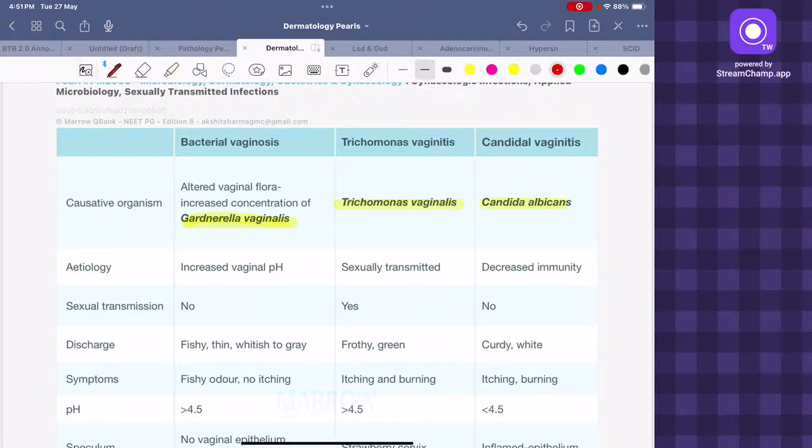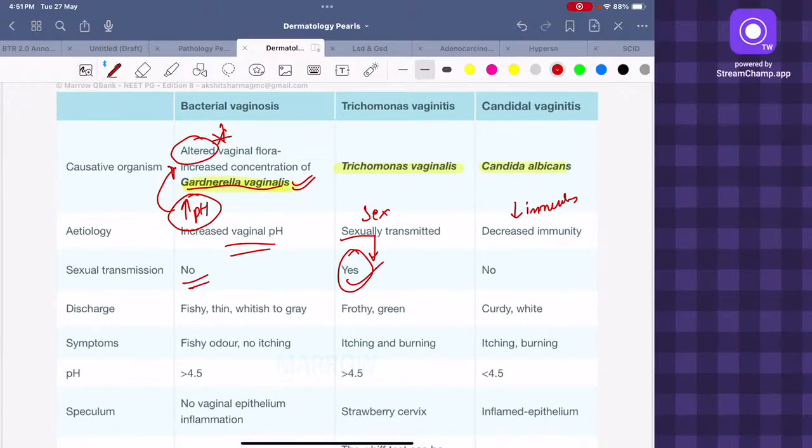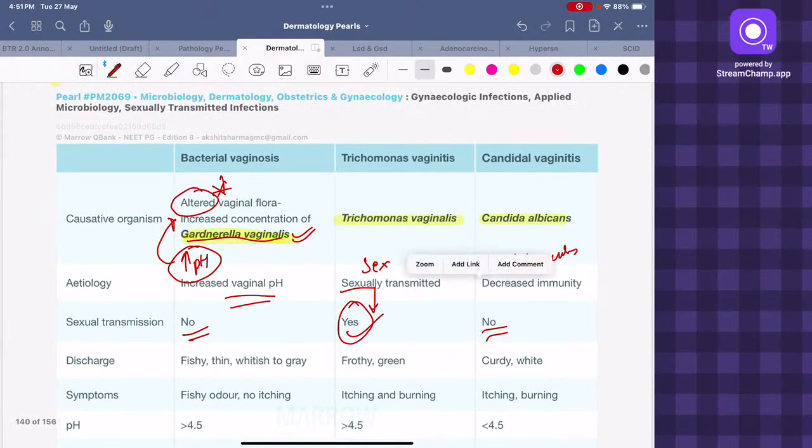Etiology: why is there this altered vaginal flora? Because there is increased pH. Normally vaginal pH is acidic. So if it becomes alkaline, then the vaginal flora is altered and the Gardnerella vaginalis increases. Increased vaginal pH. Trichomonas is sexually transmitted, right? And Candida occurs in decreased immunity. Sexually transmitted is only Trichomonas vaginalis. Others are not sexually transmitted diseases.